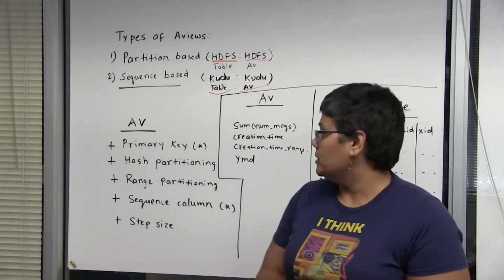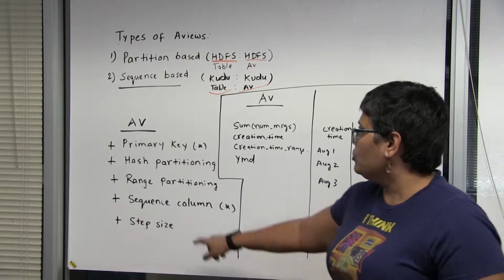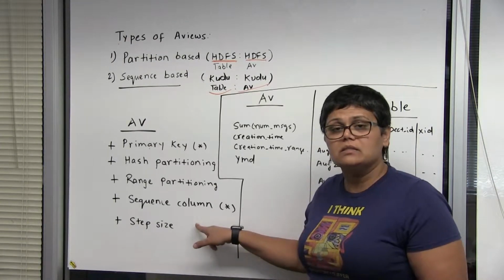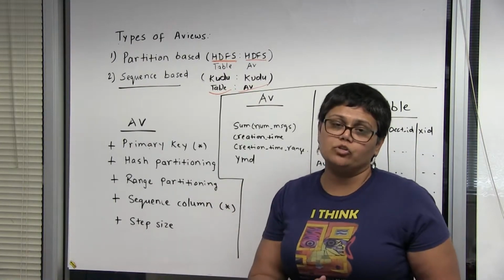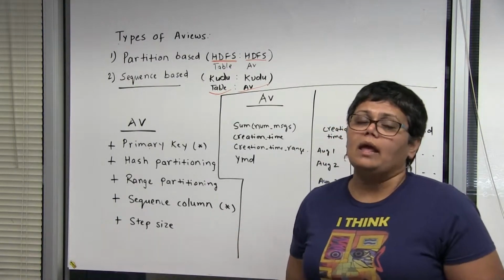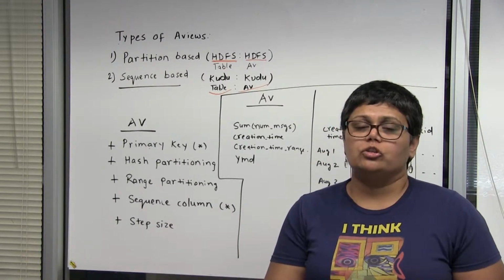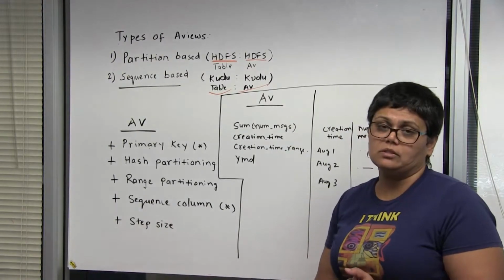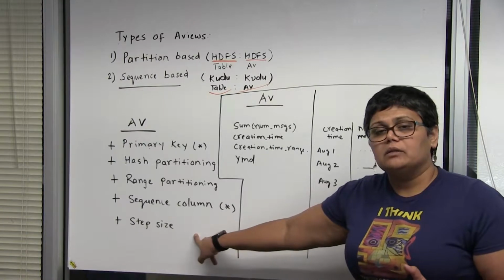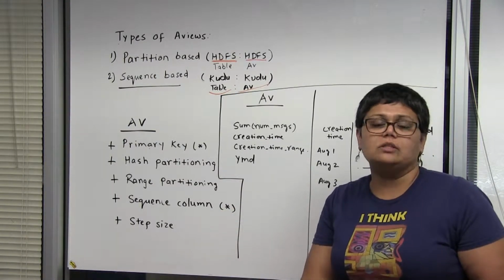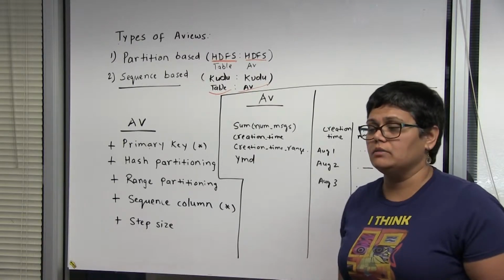A new concept that ArcEngine adds is a sequence column. This is necessary to make incremental refresh of analytical views possible. If this is not in place, the analytical view would need to be refreshed completely and fully every single time, which is an expensive process. Step size is a parameter that helps tune the size of the partitions in the analytical view, and we will discuss that as well.